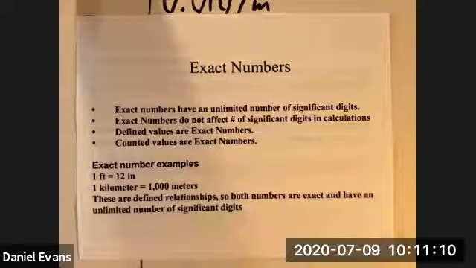Exact numbers have an unlimited number of significant digits. An exact number is a counted number. A simple counted number, not an estimated number, is exact. So when we're doing averages, we add up numbers, we divide by the number of numbers that we added up. That's the exact number that we're dividing by. Defined numbers, 12 inches is 1 foot. Those numbers are exact. So defined numbers are exact, counted numbers are exact.